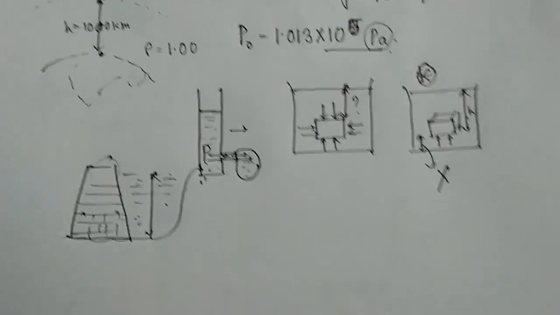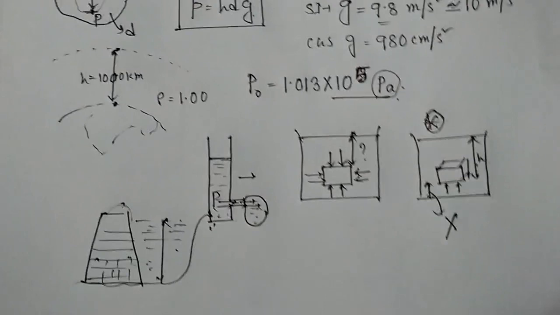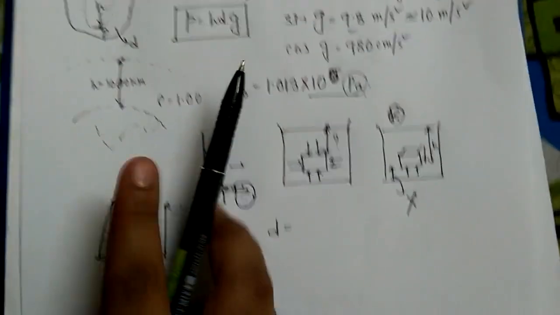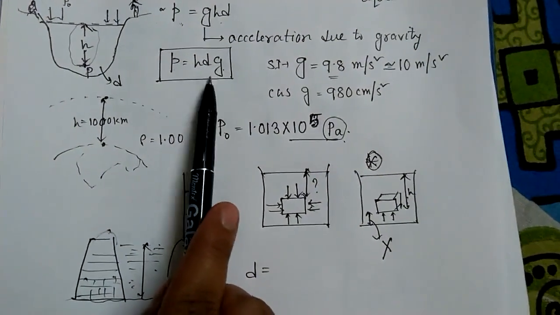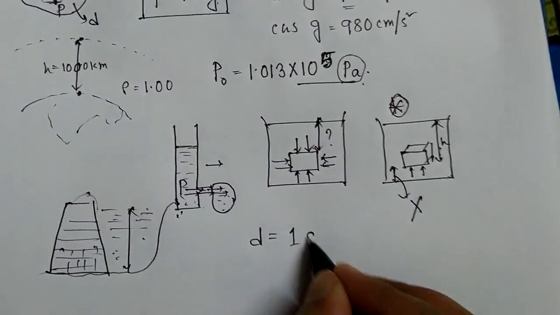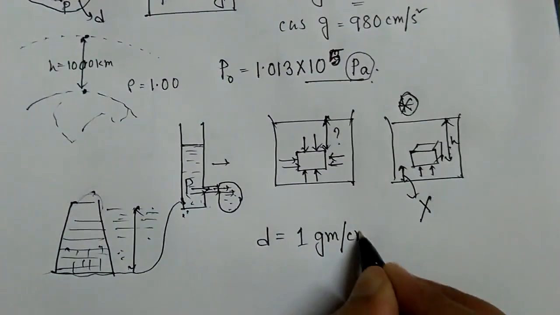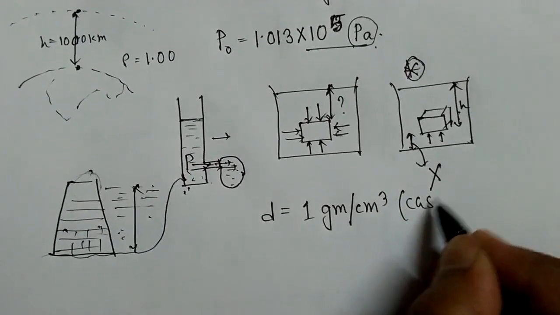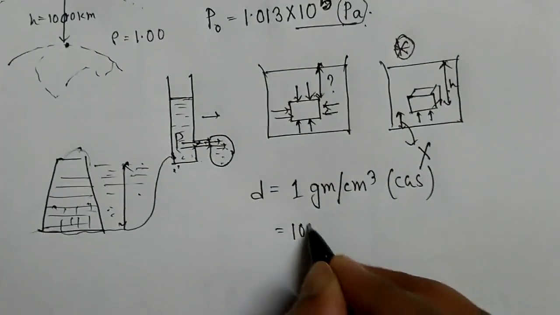Oh, another thing I forgot. Already I have told you the density of water. The density of water you have to remember here, that will not be supplied. So the density of water we know is 1 gram per centimeter cube. Already we have discussed a lot about it. This is in CGS, and 1000 kg per meter cube.